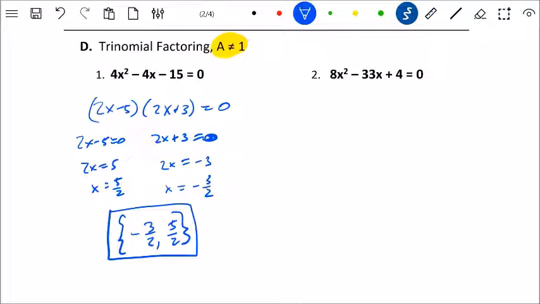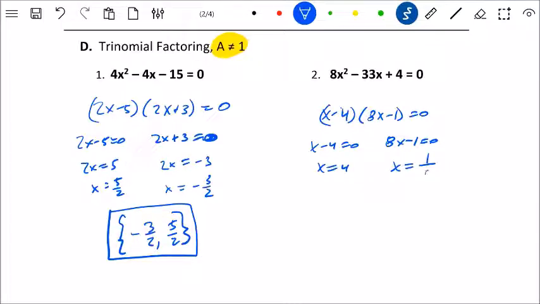We can do the same thing over here, where 8x squared minus 33x plus 4 factors to x minus 4 times 8x minus 1. So these will each get their own zeros. X is equal to 4, and then x is equal to 1, with the 8 being divided on both sides, so it's 1/8. So this is 1/8 and 4.